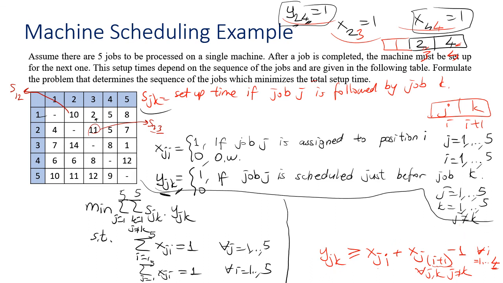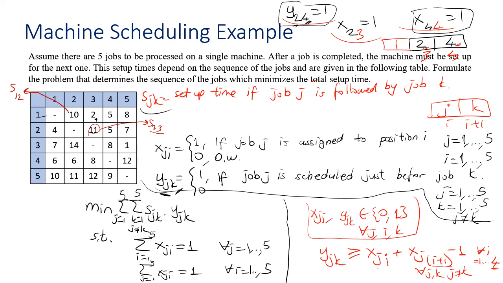yjk greater than or equal to xji plus xk,i+1 minus 1. It is written for all j and k, for all job pairs and for all positions. And of course, the non-negativity and sign restrictions say that xji and yjk are all binary decision variables for all j, i, and k.